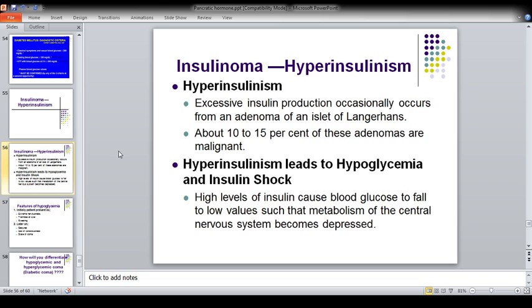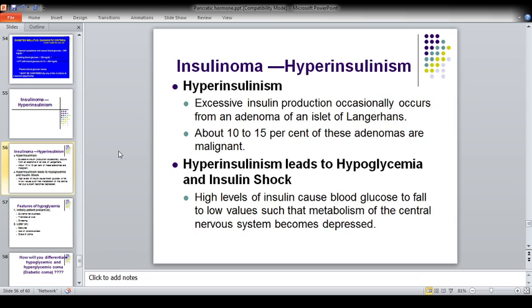Only about 10 to 15% of these tumors are malignant, mostly they are benign. So in hyperinsulinism, there would be increased insulin production by a tumor of the islet cells. Hyperinsulinism would lead to hypoglycemic and insulinic shock.